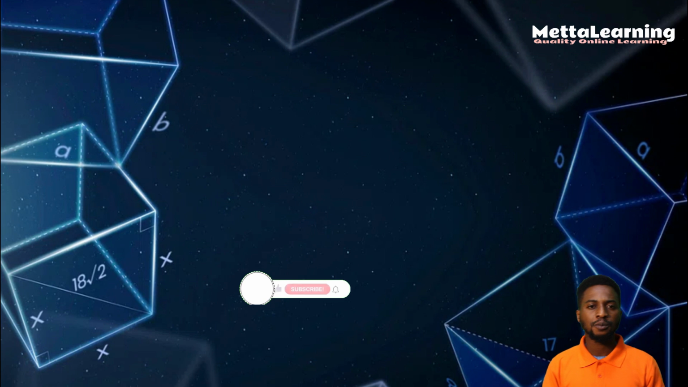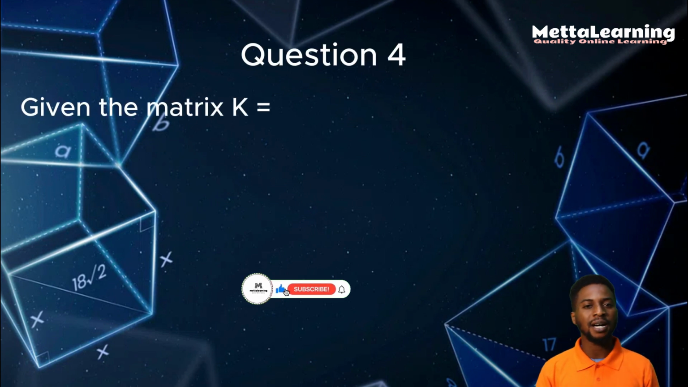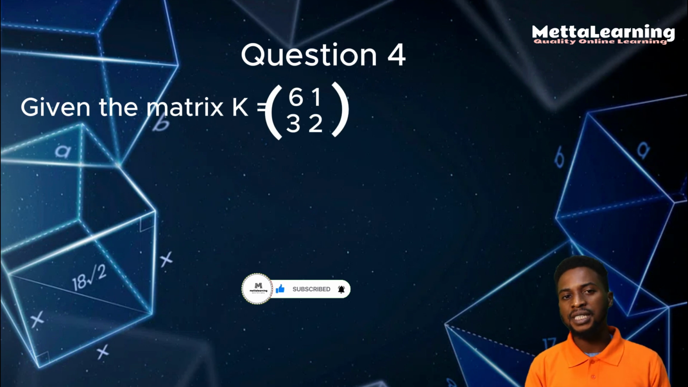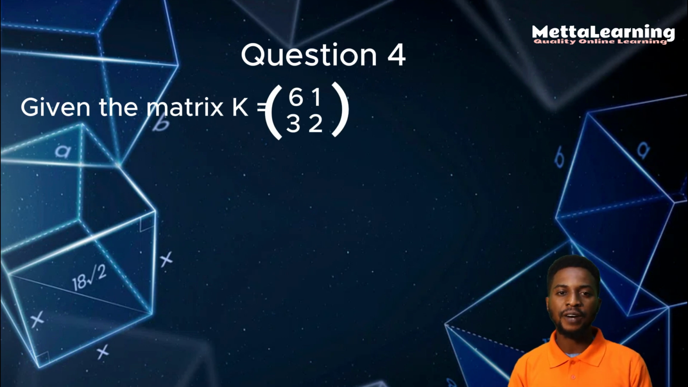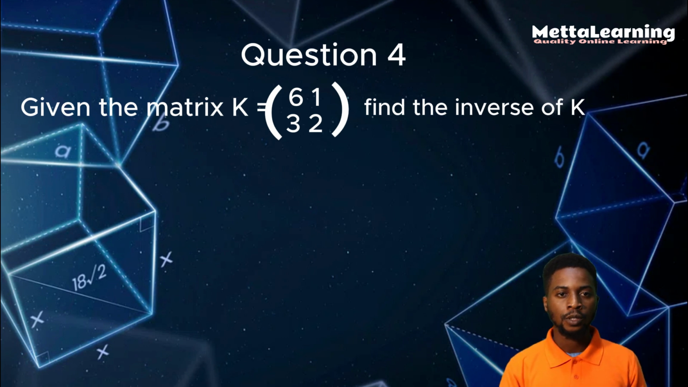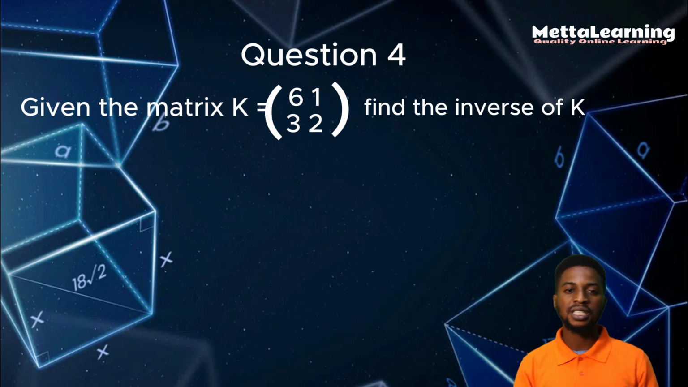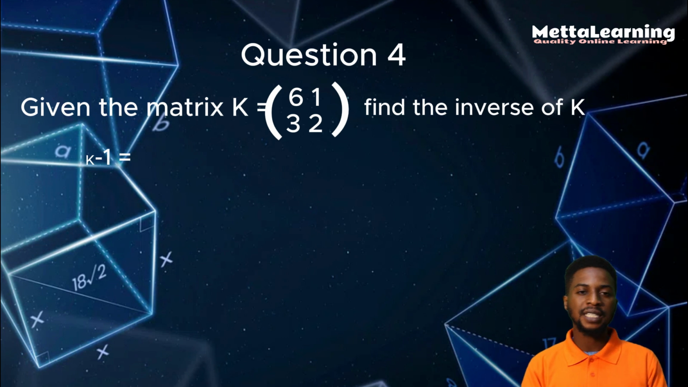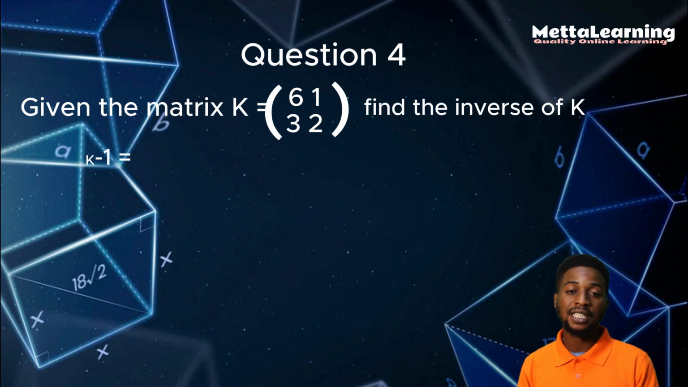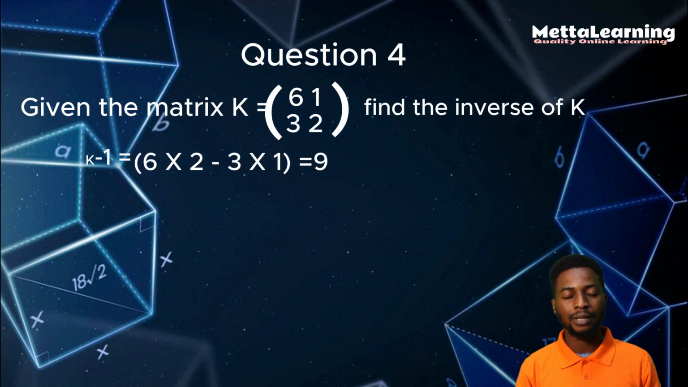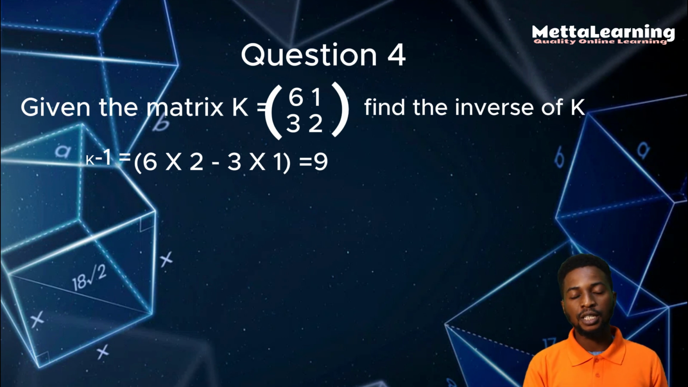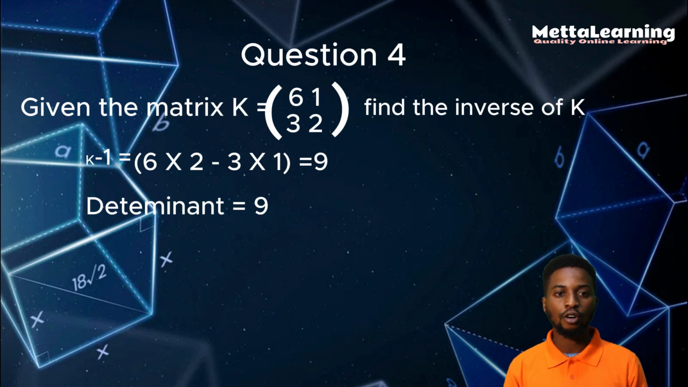The next question we have here is from the WAEC past question 2008. It said, given the matrix K, which is in bracket, calling my figures in rows, 6, 3, then 1, 2, close bracket, find the inverse of K. That is K raised to the power minus 1. So to determine the inverse of K, we have to find the determinant of K first. To get the determinant of K, we multiply our figures in diagonals and minus them from each other. So we have 6 times 2 minus 1 times 3. 6 times 2 will be 12, then 1 times 3 will be 3. So 12 minus 3 will be 9. So 9 is the determinant of K.